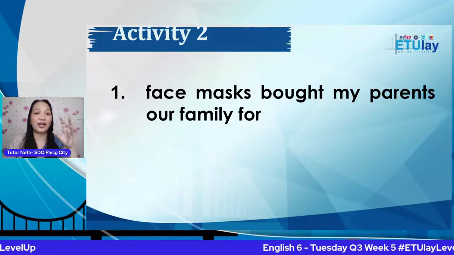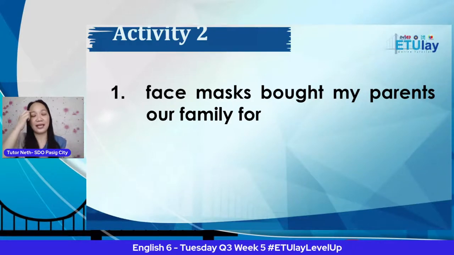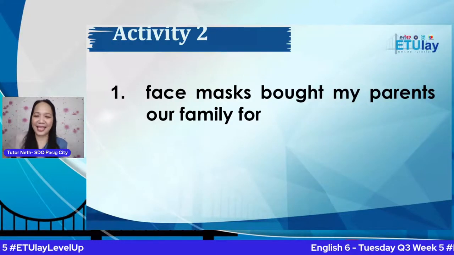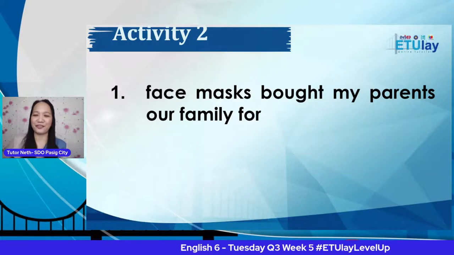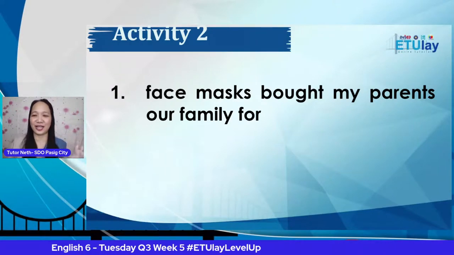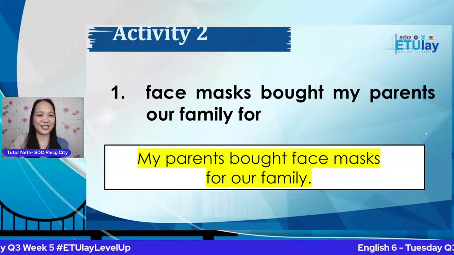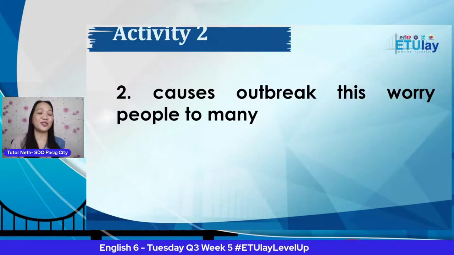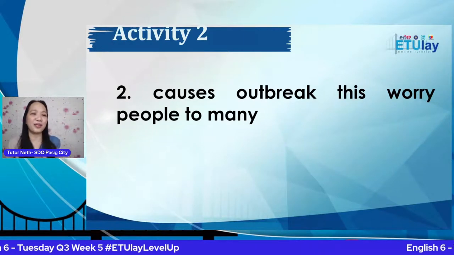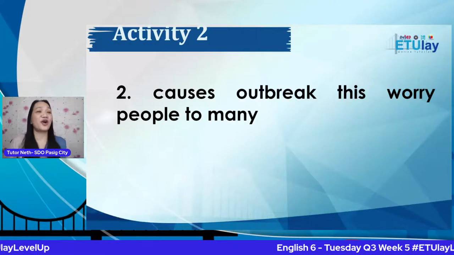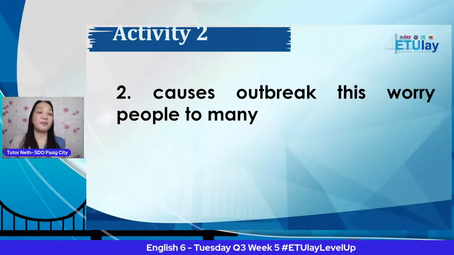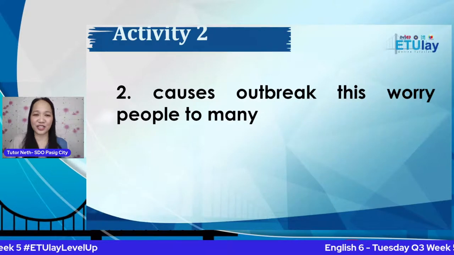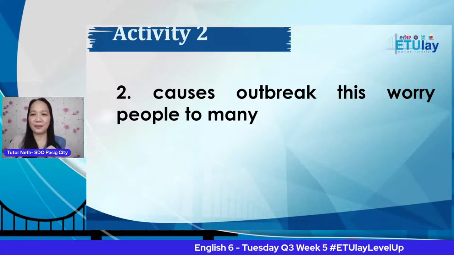Face mask, bought, my parents, our family, for. How are you going to arrange these words to form a meaningful and declarative sentence? Ayan. My parents bought face mask for our family. Sabi ni Aliana, ni Cassandra, tsaka ni Jiro, tsaka ni Joseph. The correct answer is, of course, my parents bought face mask for our family.